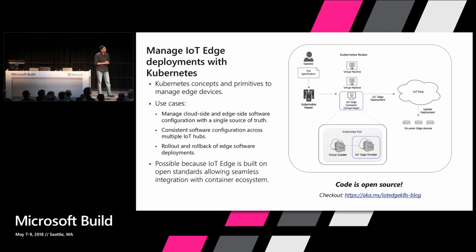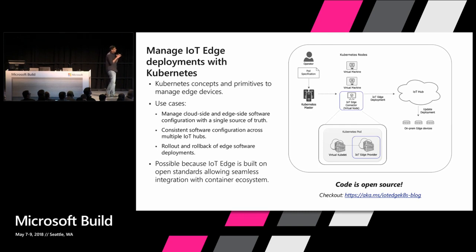So what happens when workloads are scheduled to this virtual node? That is where our edge provider comes in, and that's depicted in the architecture diagram in the blue boxes there. What the edge connector or the edge provider does, working in tandem with the virtual kubelet, is take the workload specification that comes in from Kubernetes and convert it into an IoT Edge deployment.